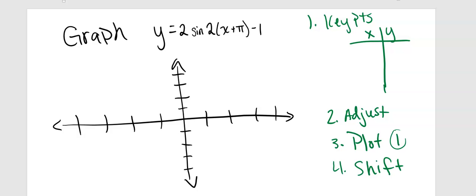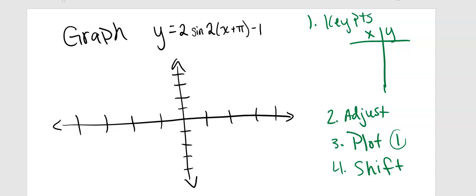All right, so this is our final example, and it has a little bit of everything. Graph y equals 2 sine of 2x plus pi minus 1. Whew, that's a lot to take in. Okay, so here's what we are going to do. We're going to start off the same way. We're going to start with just sine of x. Let's pretend no other values are there and get the key points.